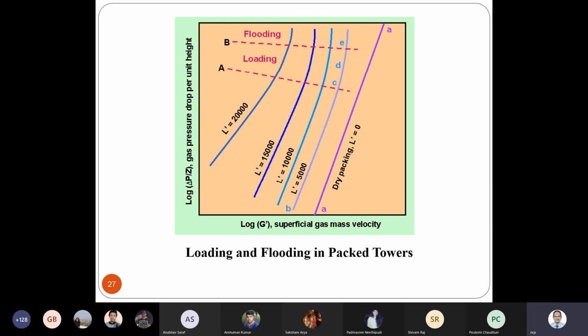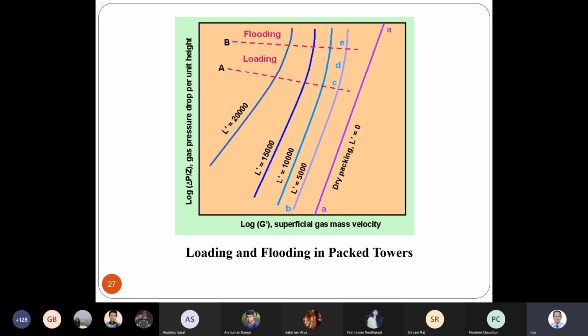Then finally, at certain high velocity, we'll see the same thing as in case of tray tower, the tower is getting flooded with the liquid. So the whole section is filled up with the liquid, and we now see that the liquid is continuous and gas is dispersed. So gas will come out in the form of bubbles through the liquid, as the whole packed section is filled up with the liquid. So liquid is continuous and gas is now the dispersed phase. This reversal will take place when the tower is flooded with the liquid.